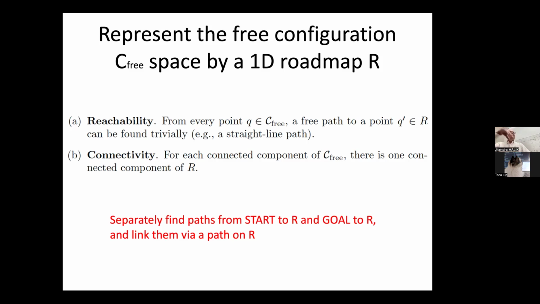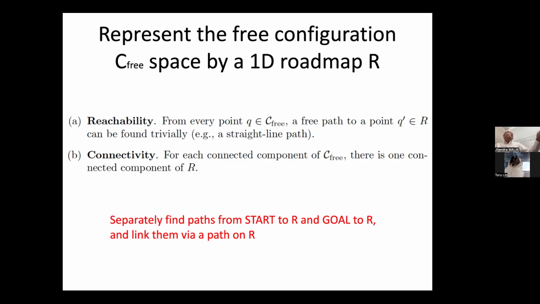It's like you want to drive on the highway system: first you get to the highway system, then you travel on the roadmap, and then you take an exit and you get to your goal state. So that's the framing of the problem, and this framing is complete in the sense that if a solution exists, it can be found in this way.